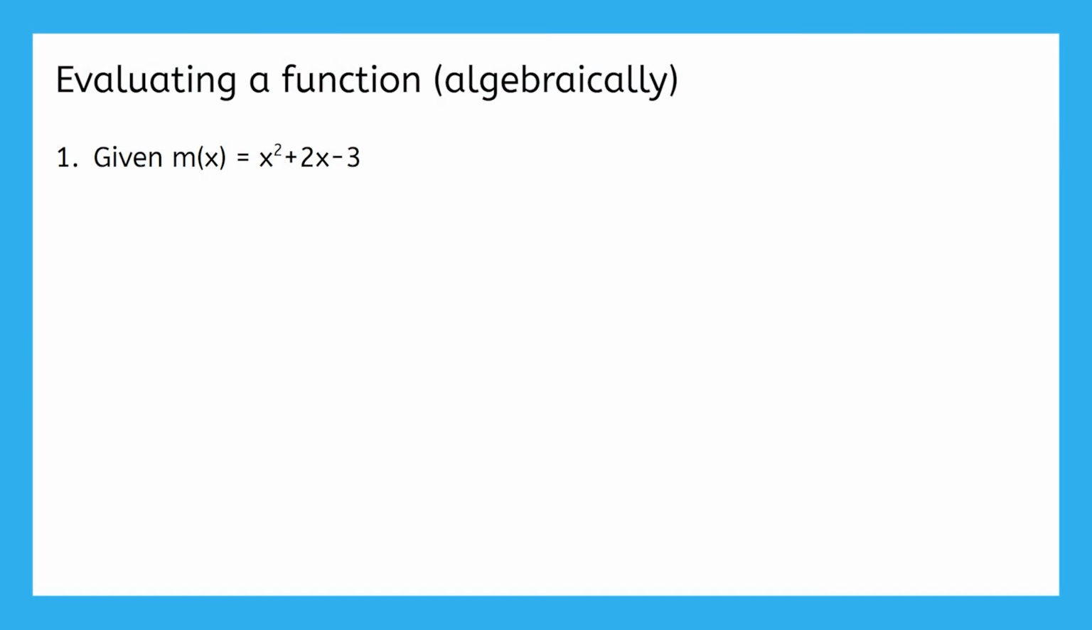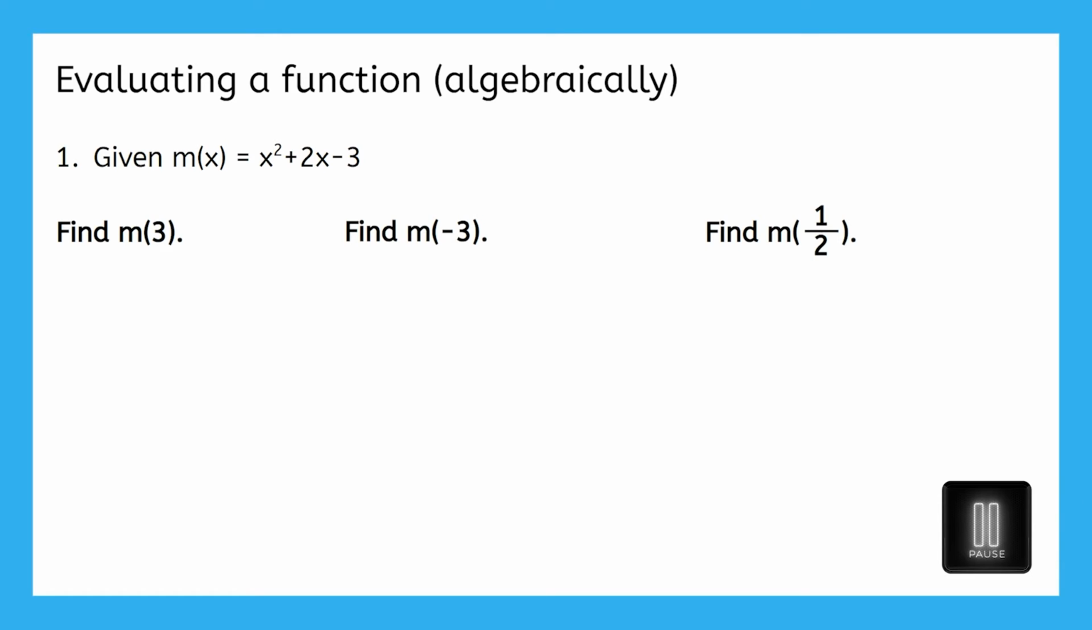Let's keep practicing evaluating a function algebraically with an example problem. Given the function m of x equals x squared plus 2x minus 3, find m of 3, m of negative 3, and m of 1/2. Pause the video and give these a try.